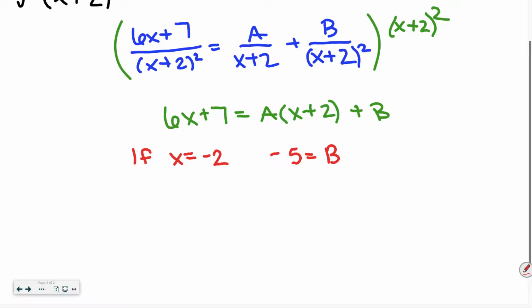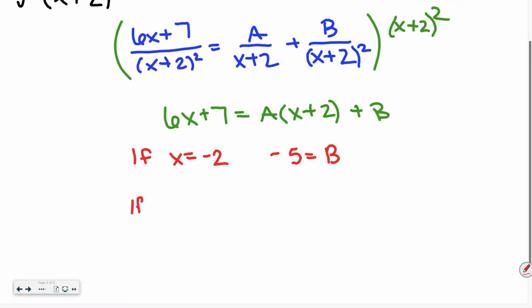At this point, Jackson's point was that B doesn't have an x term on it, so we find B, but then we have no way to zero it out. Can I just put negative 5 in for B? Yes, we know that B is negative 5, but we still have A to figure out. We can plug anything in for x.